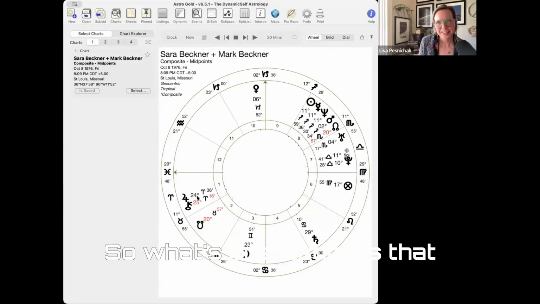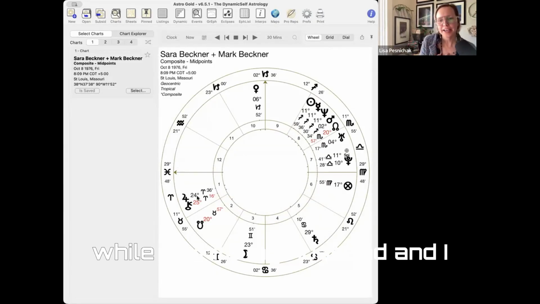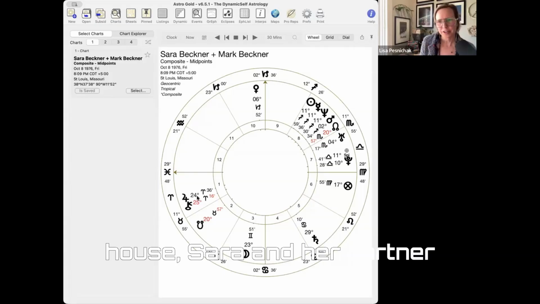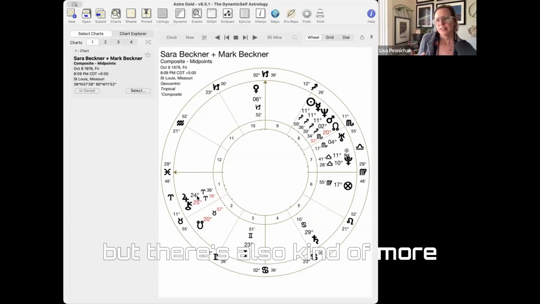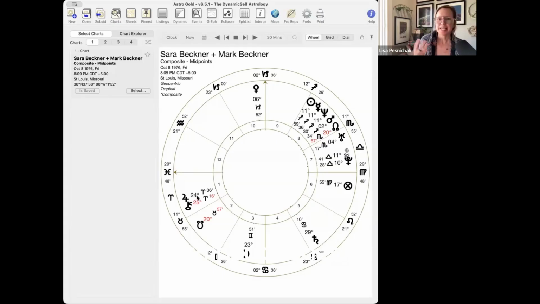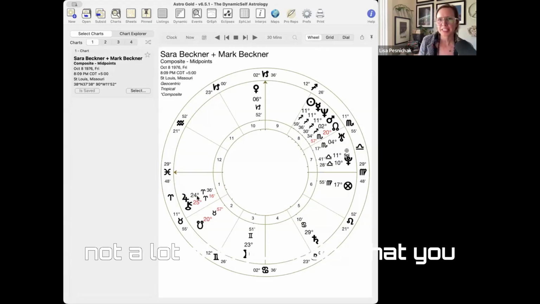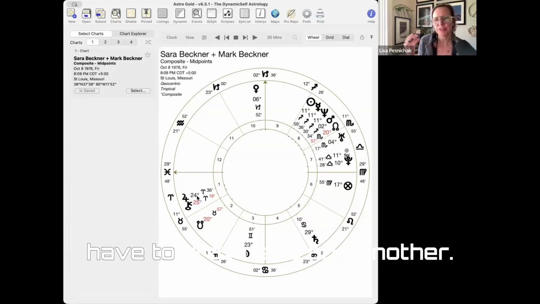So what's interesting is that while my husband and I have the focus on the second house, Sarah and her partner have a focus on the eighth house, which is still a financial house, but there's also kind of more of this psychological embeddedness between the two of you. I wonder if the two of you can just read one another's mind to some degree, if there's maybe not a lot of explanation that you have to provide to one another.